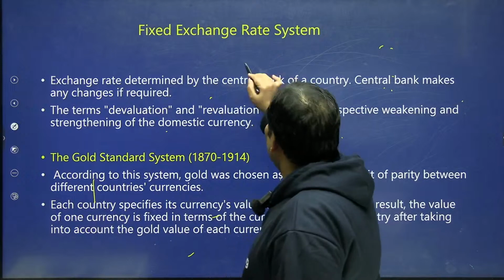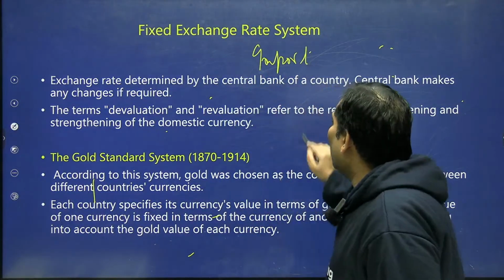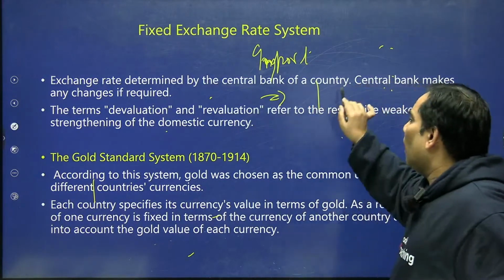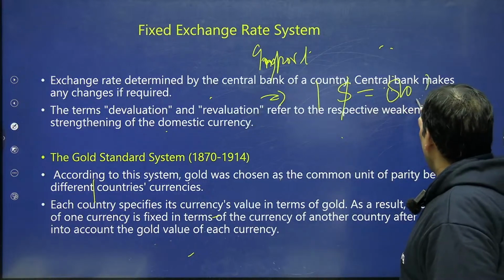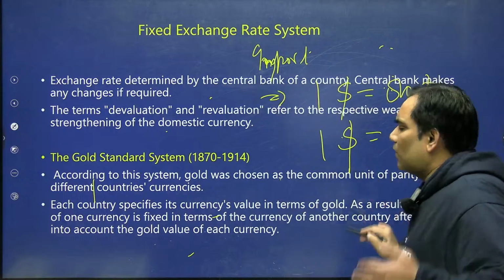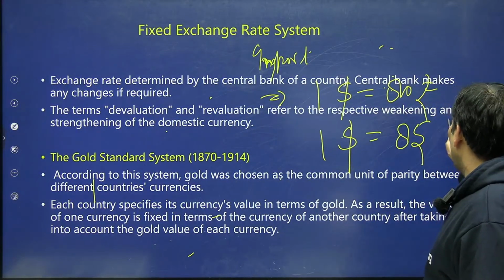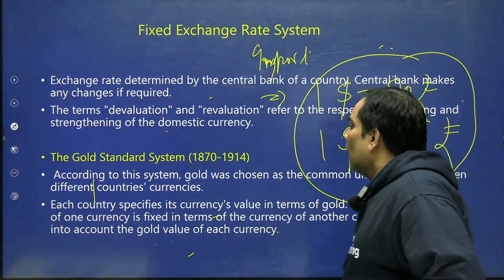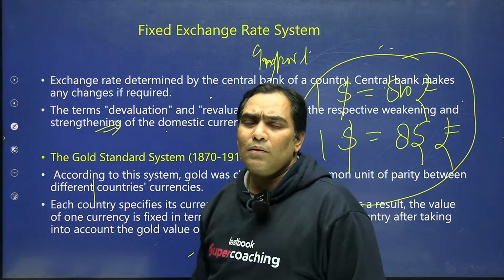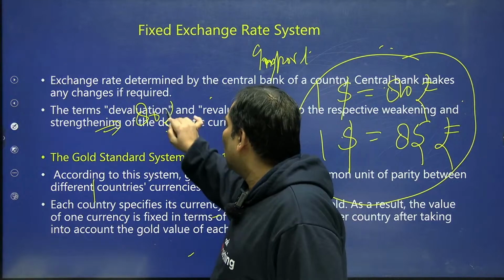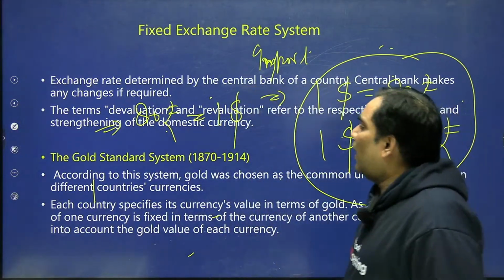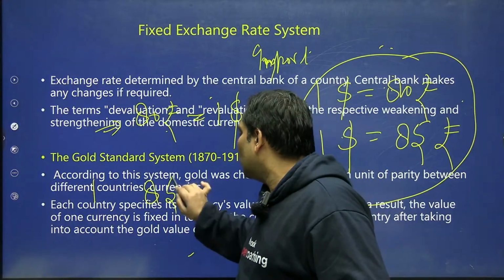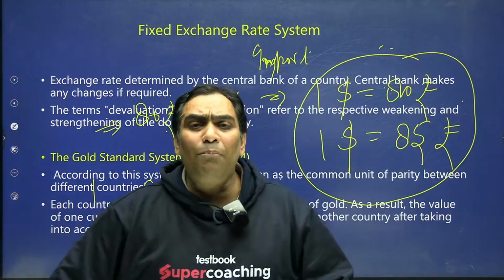So why do our imports become expensive? Suppose $1 equals 80 rupees, and if there is depreciation, that is, devaluation, the value becomes $1 equal to 85 rupees. So how do our imports become expensive? Earlier, when we were importing a product worth $1, we had to pay only 80 rupees. Now, because of depreciation, in order to get goods and services worth $1, we have to pay 85 rupees. That means imports have become expensive.